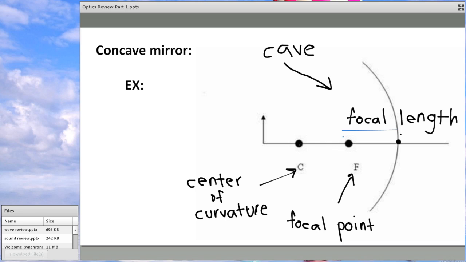Let me do another color. It's red. Okay, now this distance, the distance from your object, that arrow is your object, from your object to the center. You see where this red is? That's called your object distance. That's your DO. This is your object.